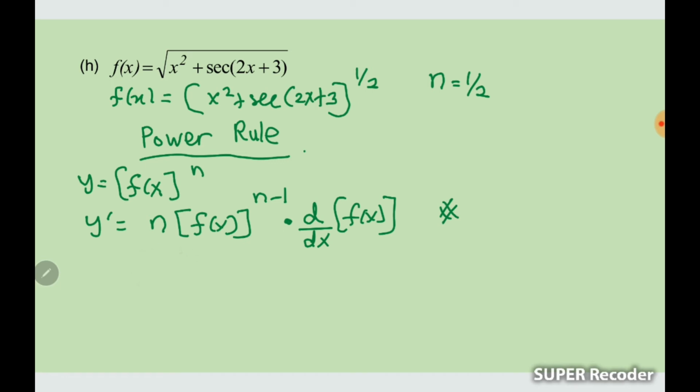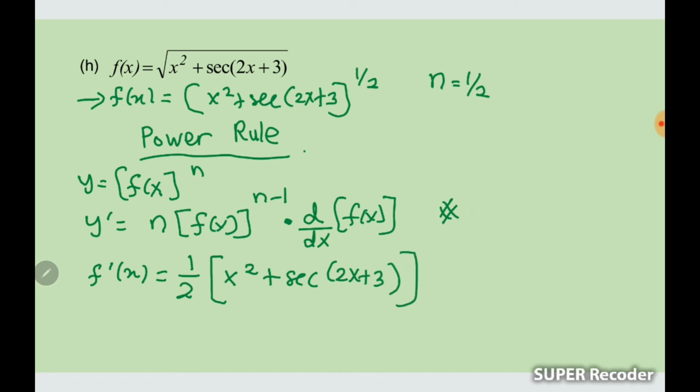So you have to recognize what is f of x. f of x here is equal to x squared plus secant 2x plus 3, and n equals 1 over 2. So f prime x is equal to, I will bring 1 over 2 in front, and I will copy and paste the function f of x, that is x squared plus secant 2x plus 3. Then I will close the bracket, and the power is half minus 1. You will get negative 1 over 2. Then you have to differentiate the function inside.